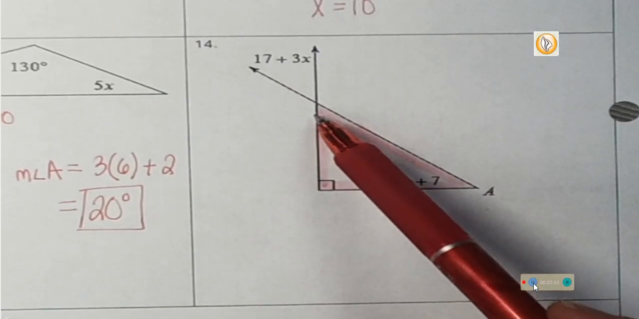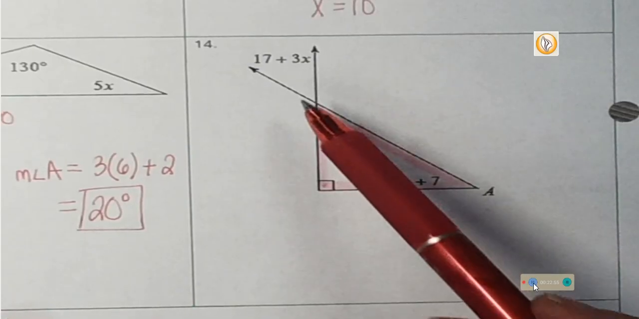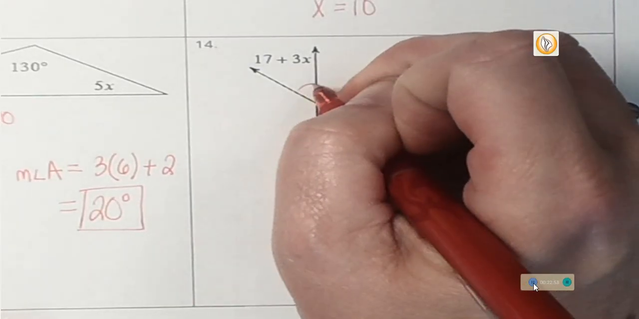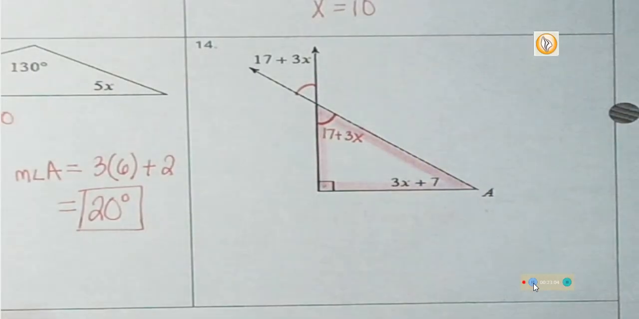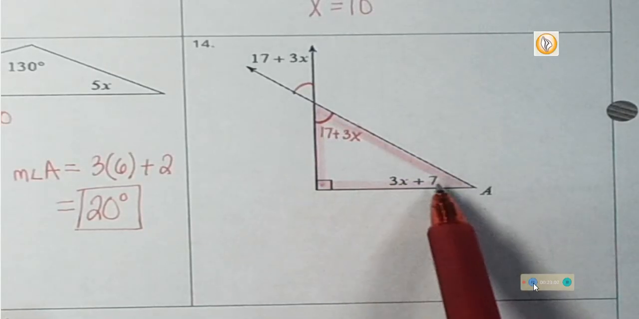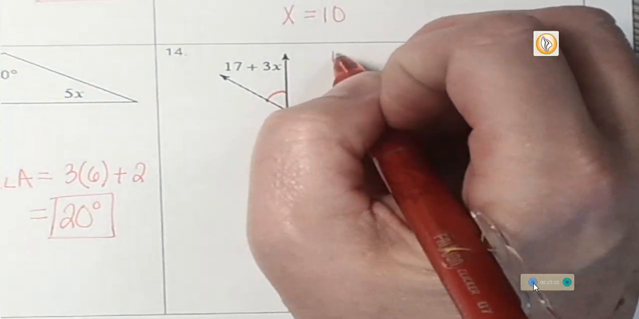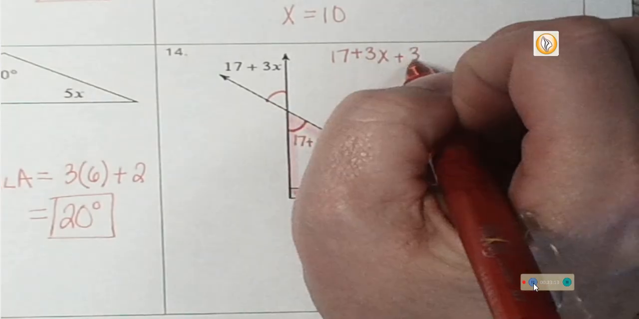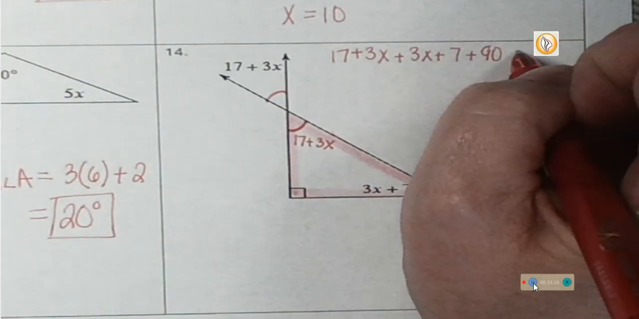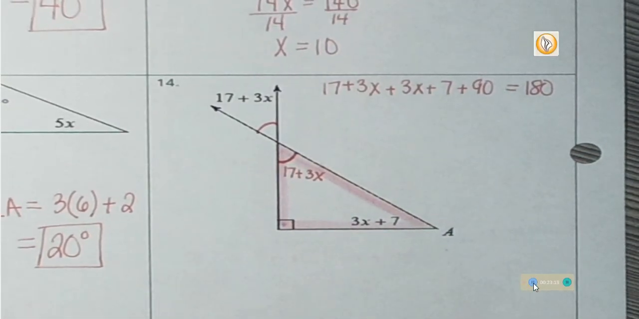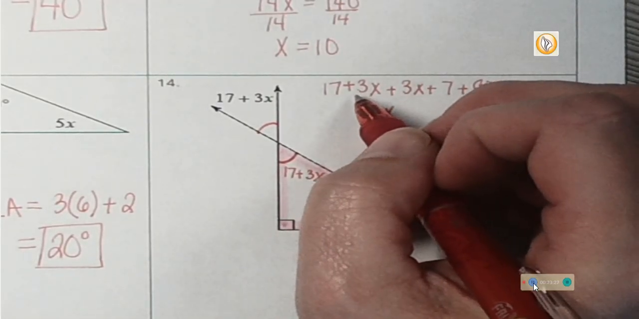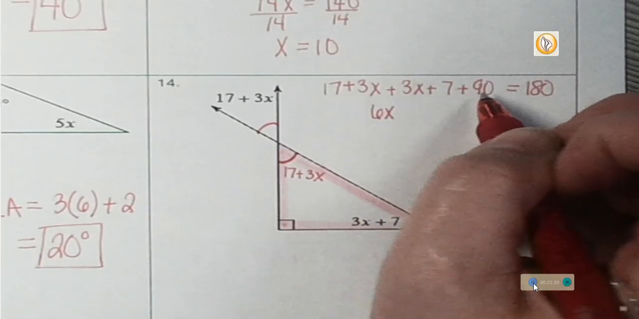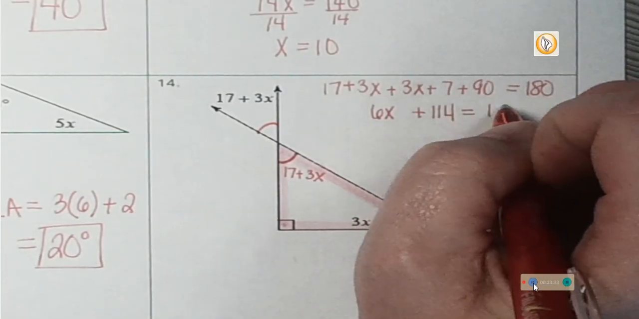Because they intersect, what do you know about this one? It's the same. Those are vertical angles. That is vertical to here. So you had to do a little thinking, but now you've got all three on the inside of your pink triangle. So if you have all three angles, 17 plus 3x plus 3x plus 7 plus 90 equal 180 degrees. And so you're going to solve because you're supposed to find the measure of angle A. So 3 plus 3, that gives me 6x. 17 plus 7 plus 90 gave me 114 to equal 180.